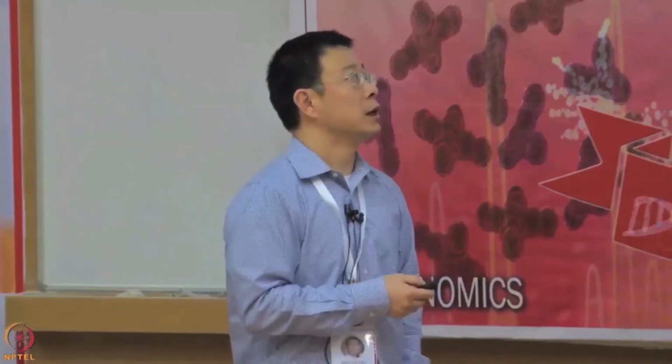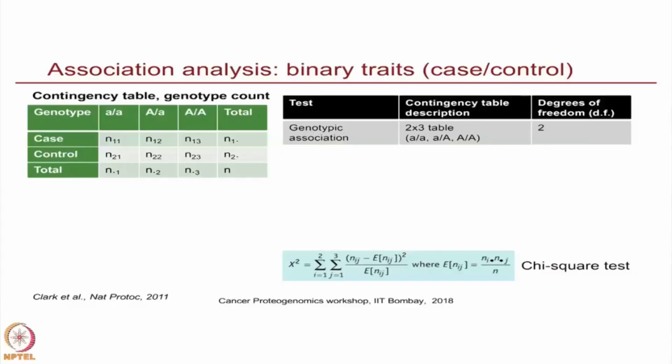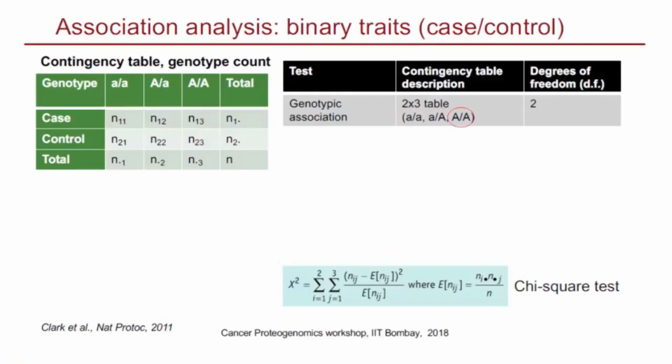So let's first look at the binary traits. This is usually referred to as case control studies. For example, disease is case and non-disease is control, right? And if you have a population or a sample size of n, then some of them are disease samples or case samples, some of them are control samples, right? And then some of them have this genotype and this genotype and this genotype.